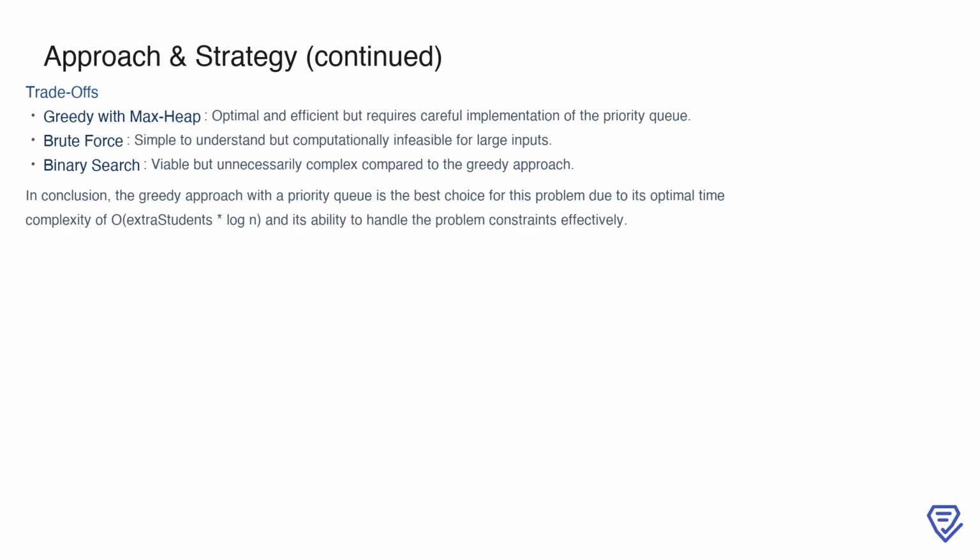In conclusion, the greedy approach with a priority queue stands out as the best choice for this problem. It achieves an optimal time complexity of O(extra students × log n), making it both scalable and efficient for handling large datasets. By carefully distributing students to maximize the overall pass ratio at each step, this method not only solves the problem effectively but also adheres to the constraints, providing the best balance between simplicity and performance.